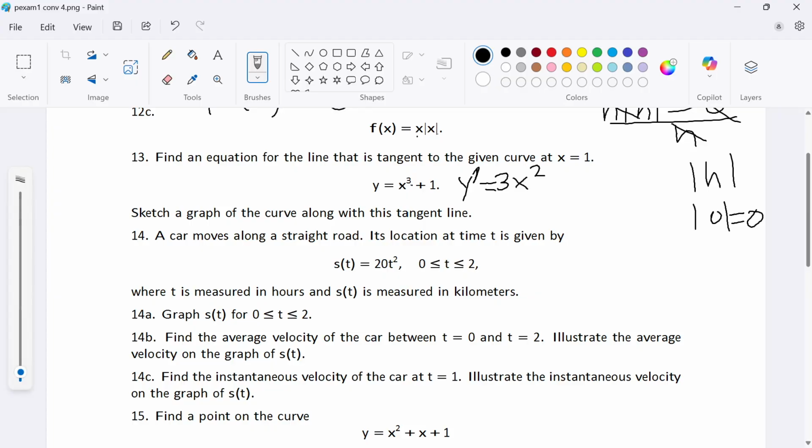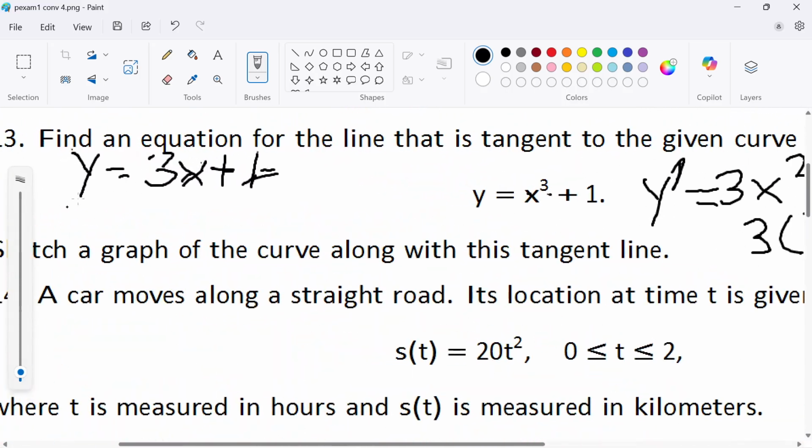So now I'll plug in 1. 3 times 1 squared equals 3. So the slope is 3. Where shall I write this? So I know the equation is y equals 3x plus b. Man, my writing is terrible. Plus b.